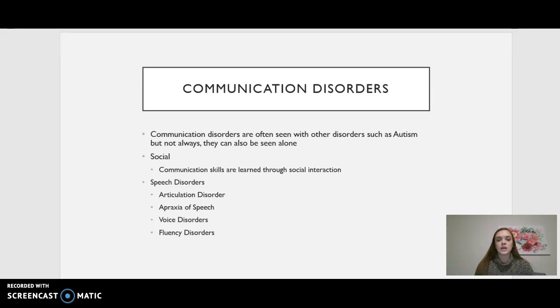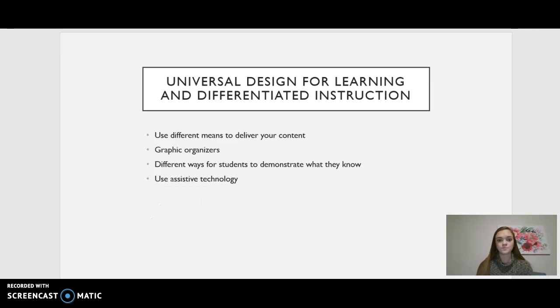Biggest thing is that communication skills are learned through social interaction. So if their communication skills are lacking, their social interaction is probably not going to be as high as someone who does not have a communication disorder. And then with communication disorders, there's many different speech disorders such as articulation disorder, apraxia of speech, voice disorders, and fluency disorders.